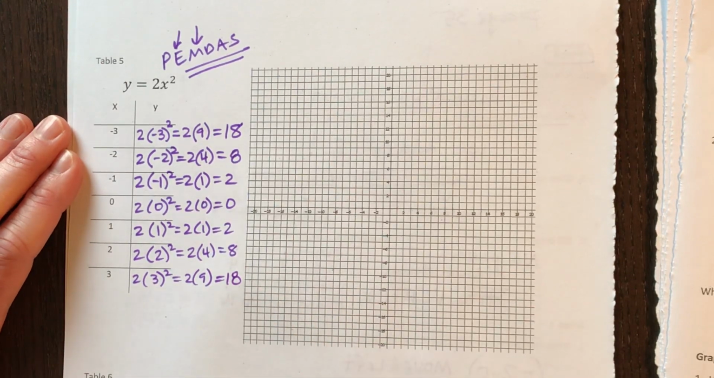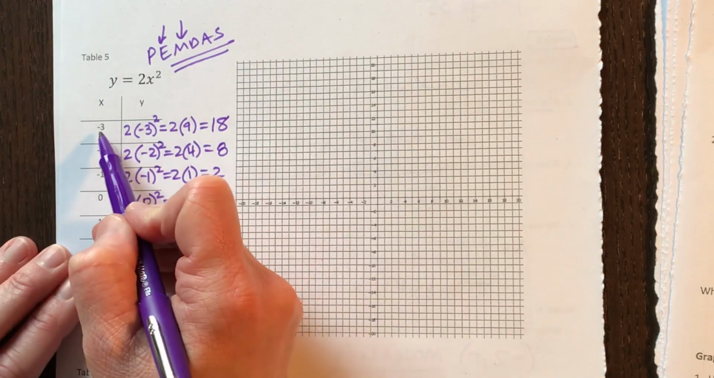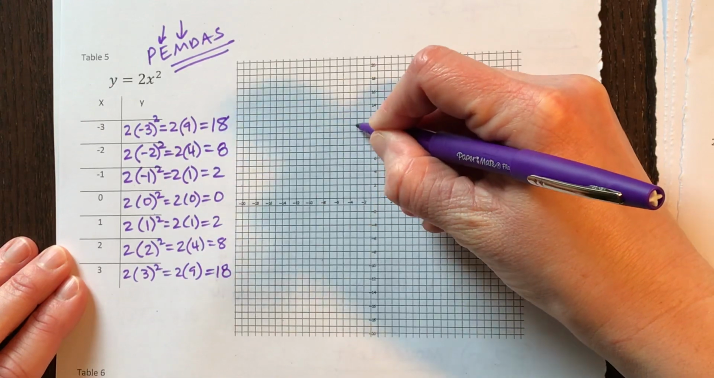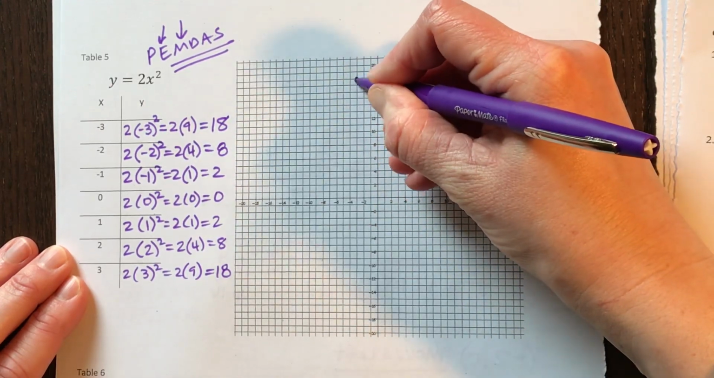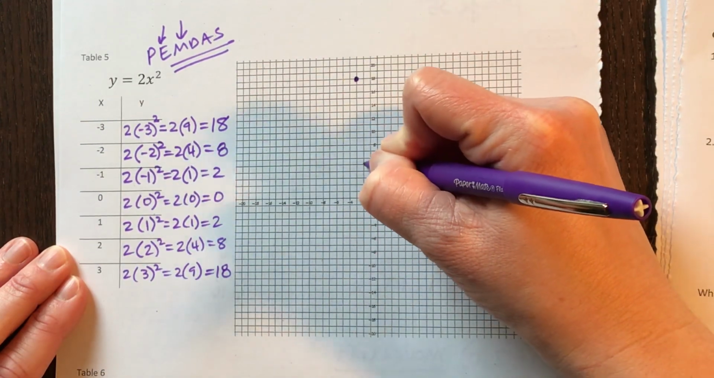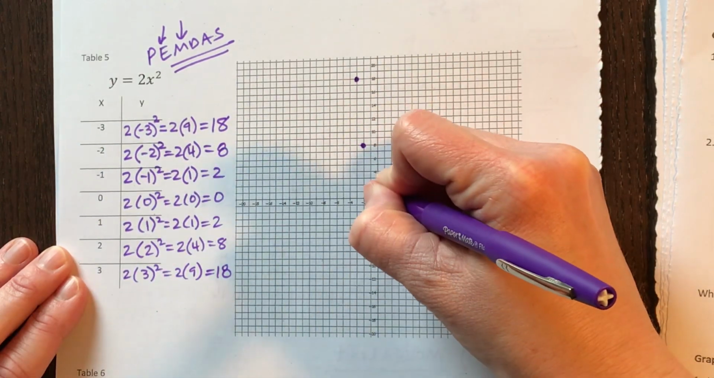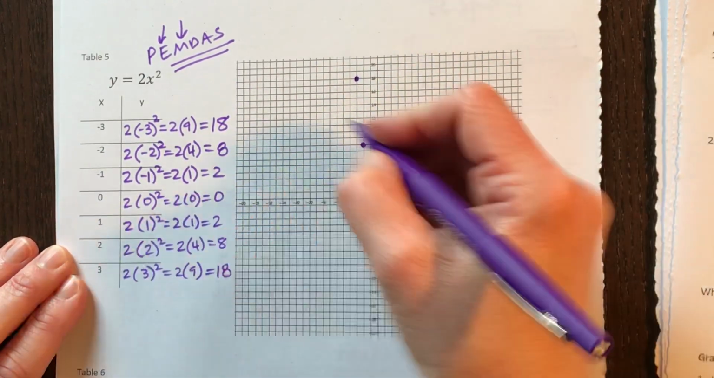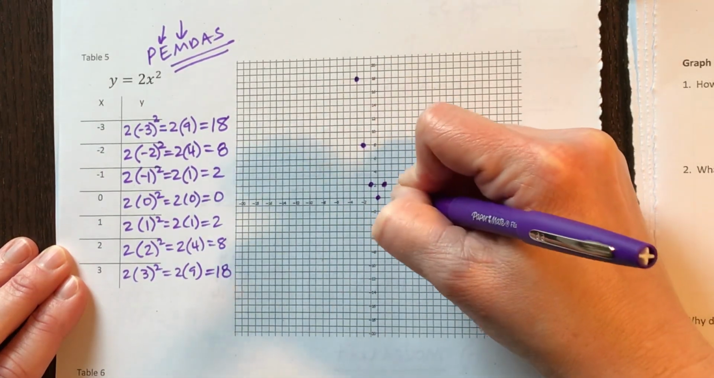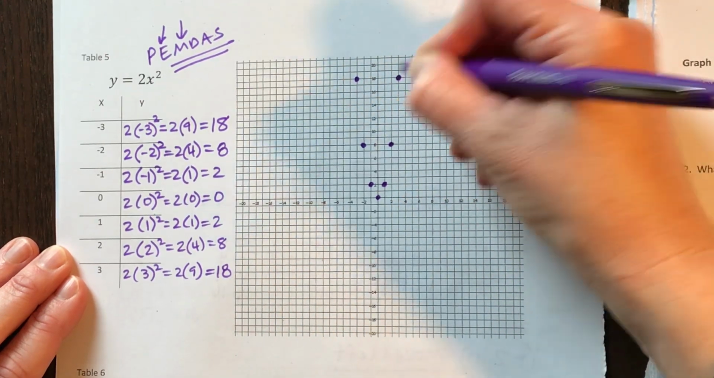Now if I plot these points, notice how the graph changes just a little bit. I'm going to go from 0, 0, I'm going to go left 3, but this time up to 18. At -2, I'm going to go up 8. At -1, up 2. 0, 0. Right 1, up 2. Right 2, up 8. And right 3, up to 18.